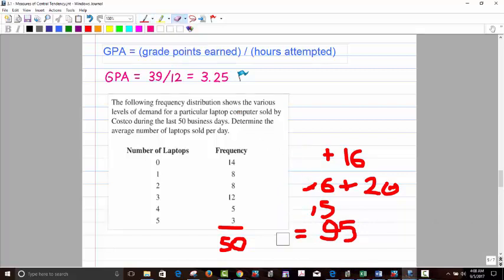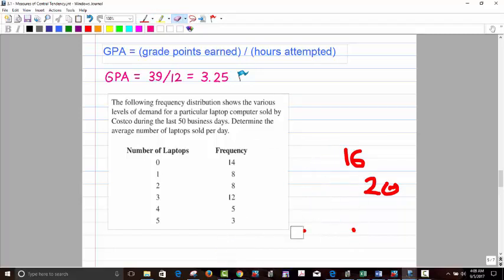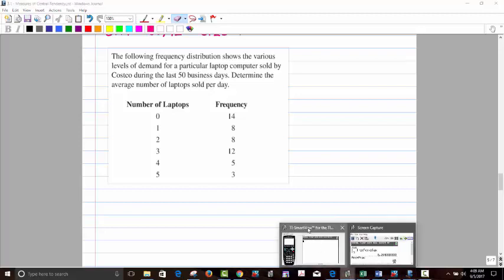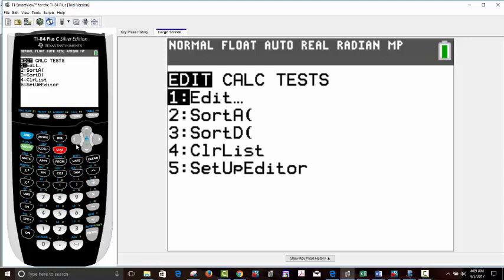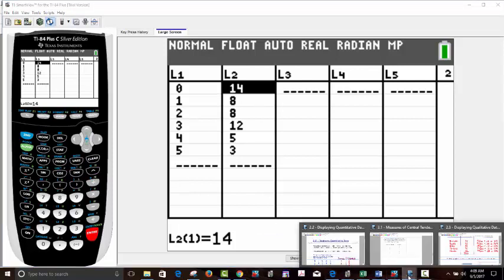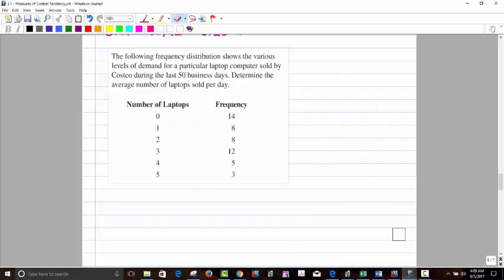Okay, I paused the video for a moment because I went and did something in the calculator just to save some time. So let me show you what I did. You can actually do this also in the calculator by using this technique, which is calculating it the way I just did it. So you go into stat, edit, and you can see I used L1 to list all those computers sold 0, 1, 2, 3, 4, 5, and they have to be done in correct order here. And then L2 represents the number of days that were sold, 14, 8, 8, 12, 5, 3. So you can see that matches this right here.